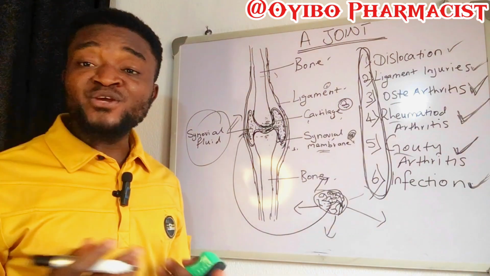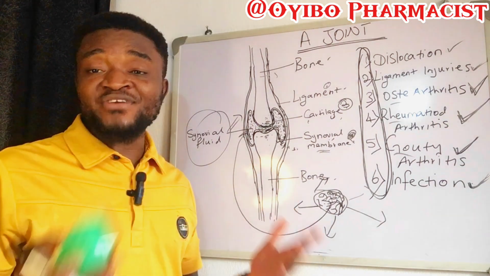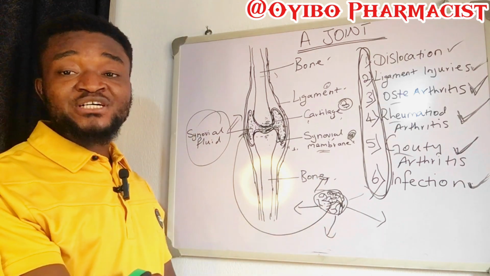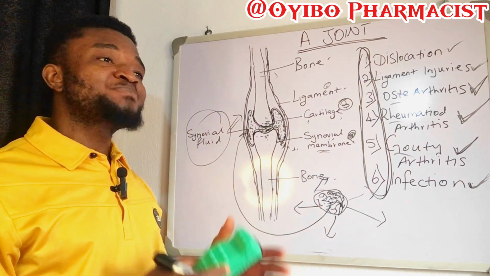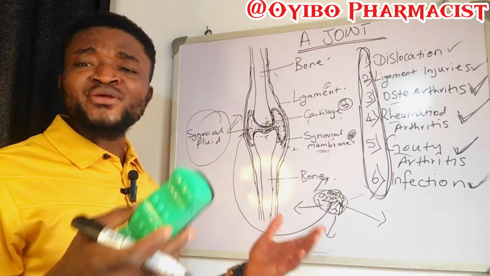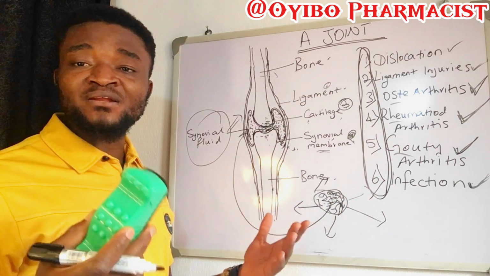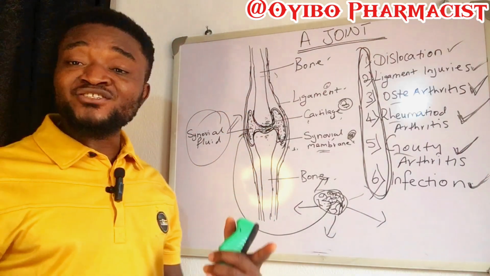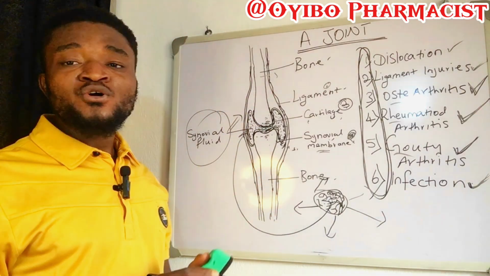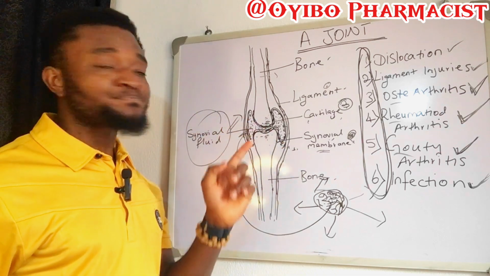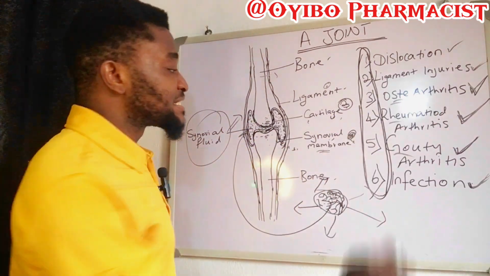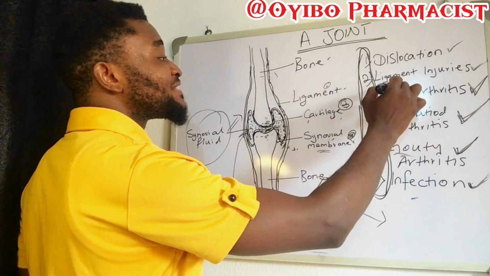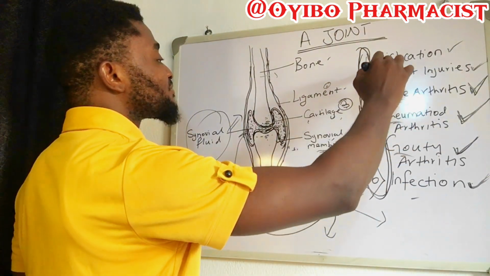So that joint pain you are having is not as simple as you may think, especially when there is no physical pressure on your joint. It just develops on its own, or especially when you are old. Even when you are young and you started feeling joint pain over some period of time, you have been taking pain relief and it is not going, then I advise you try to find out what is actually responsible for your joint pain. Is it osteoarthritis? Is it rheumatoid arthritis? Is it gouty arthritis? Is it infection? Is it as a result of ligament injury, or is it as a result of dislocation?